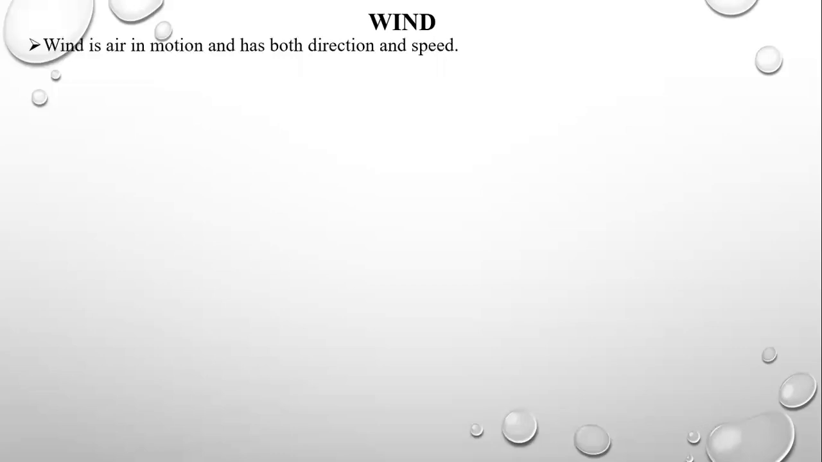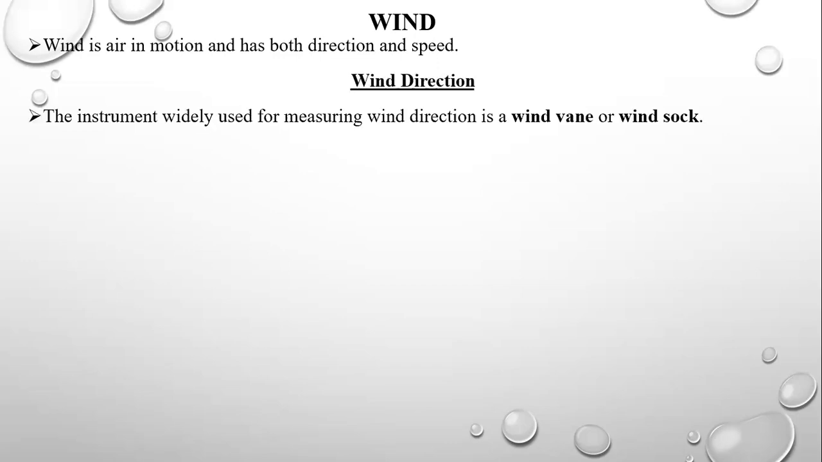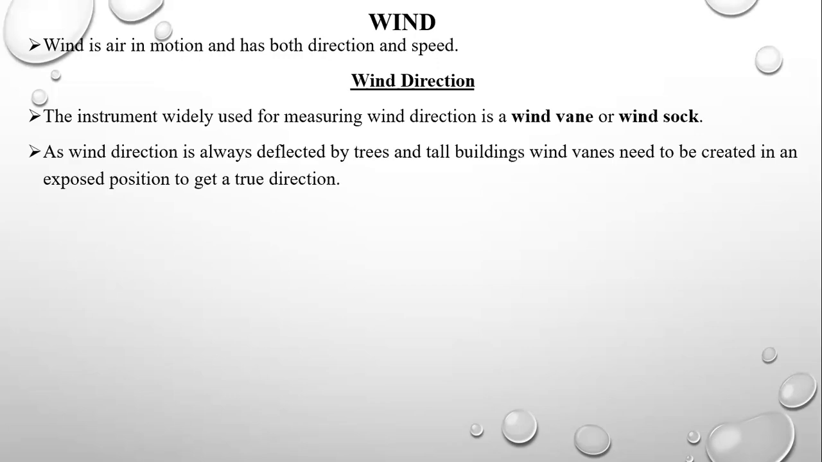So by definition, wind is air in motion, and it has both direction and speed. So wind direction is measured by an instrument known as a wind vane or windsock. As wind direction is always deflected by trees and tall buildings, wind vanes need to be created in an exposed position to get a true direction.